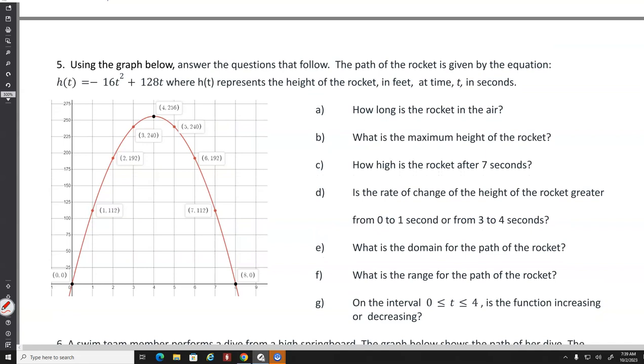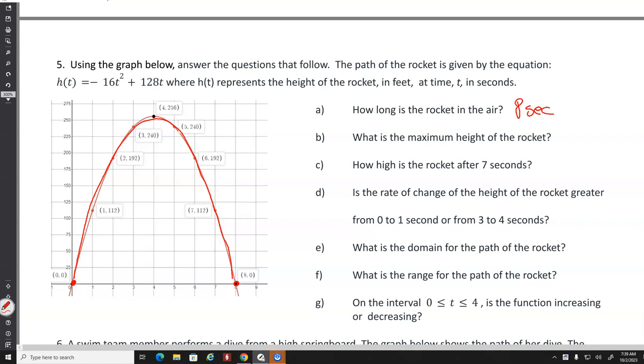All right, using the graph below, answer the questions that follow. The path of the rocket is given by the equation. So again, you are given a graph this time. How long is the rocket in the air? Again, we're talking about the time when it starts, it goes all the way up, and then it lands, okay? So how long? Let me see. Seconds, so that's 8 seconds, because it lands back on the ground at 8 seconds, okay?